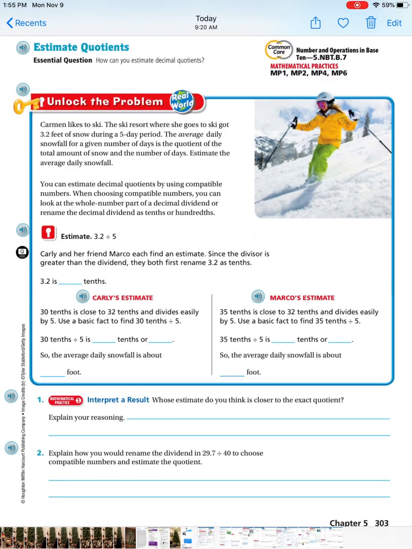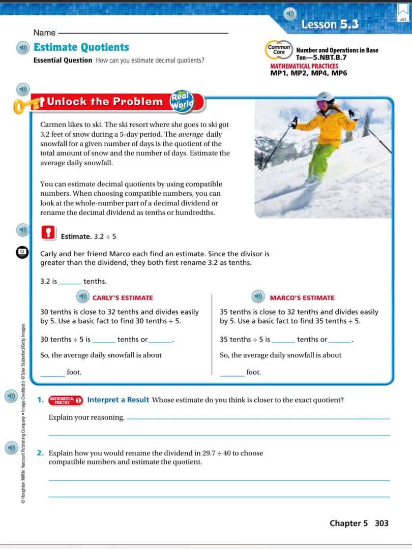Hi everybody, today we are going to be working on lesson 5.3 in our Go Math materials. So you will need lesson 5.3, which starts on page 303. We're going to be working through some of these problems together. And then, of course, at the very end, you're going to work through the homework problems that I assigned to you and then submit those to me on the Google form, okay?